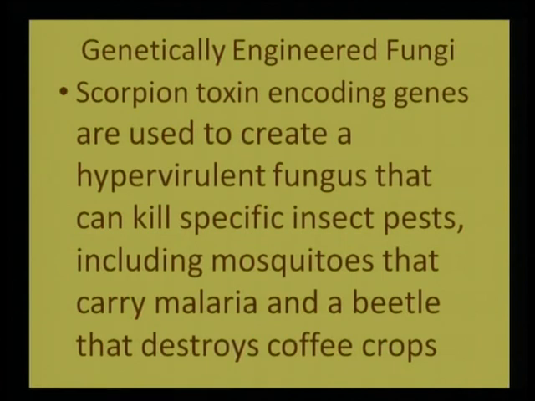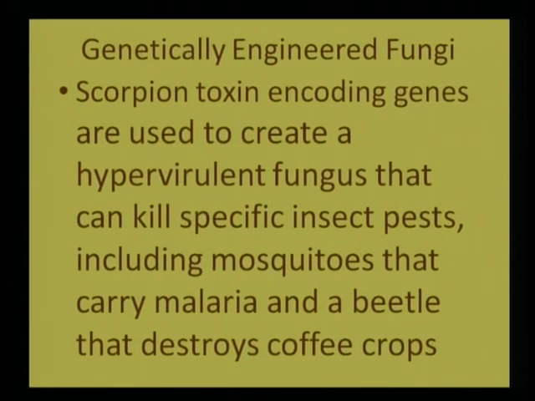Another example is the genetically engineered fungi. So what is that? The genes from the scorpion are inserted into such fungi. How can it be useful? Scorpion toxin encoding genes are used to create a hypervirulent fungus. So the fungus itself will produce such toxic materials, and it will kill various insects and mosquitoes. So it will give protection against malaria-like diseases, or it can also give protection to humans in several infections, or to the plants themselves in several infections.